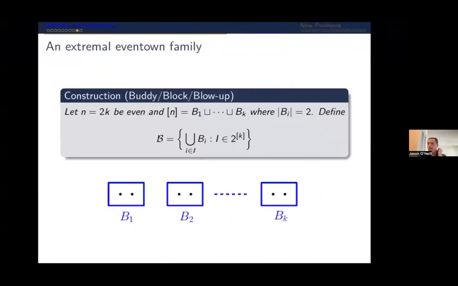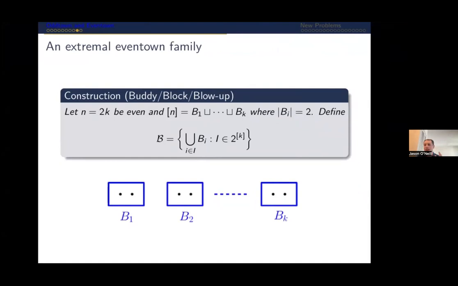So in the construction, I'm just going to assume for this slide that n is even. And what we're going to do is partition the ground set into blocks of size 2. So we have these blocks. You can see them in blue below. Each of them has 2 elements. It may be convenient to think of this as each element in your ground set, you pair it up with a buddy. And then we take all possible disjoint unions of the buddy pairs.